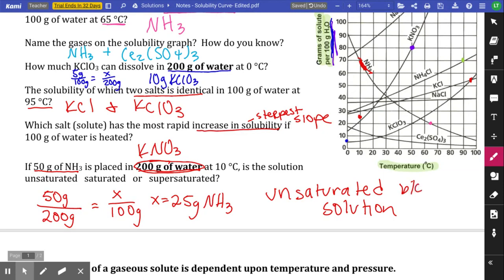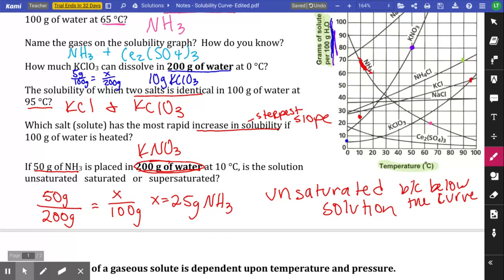Just because it is below the line. I'm going to say below the curve since that's technically what it is. Okay, so unsaturated because it's below the curve. So we have not dissolved our maximum amount. So it's an unsaturated solution.